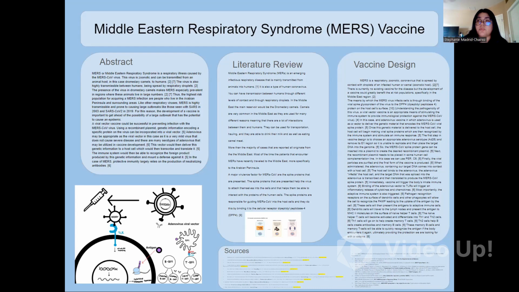The majority of the cases that are reported are from the Middle East, especially those that are traveling to the Arabian Peninsula. And lastly, a major virulence factor of MERS-CoV is the spike proteins that are presented, which help the virus attach to cells, and this is how they're able to interact with the proteins of the human cells.